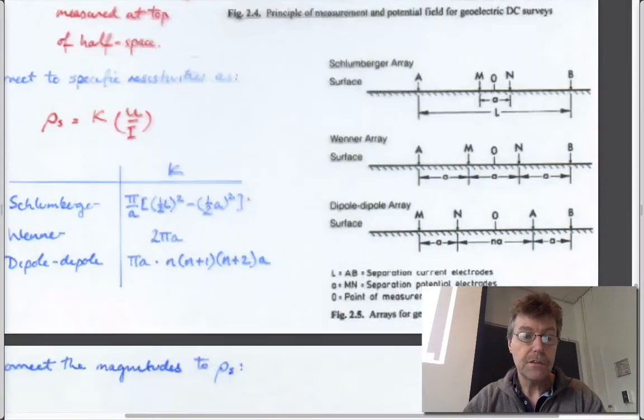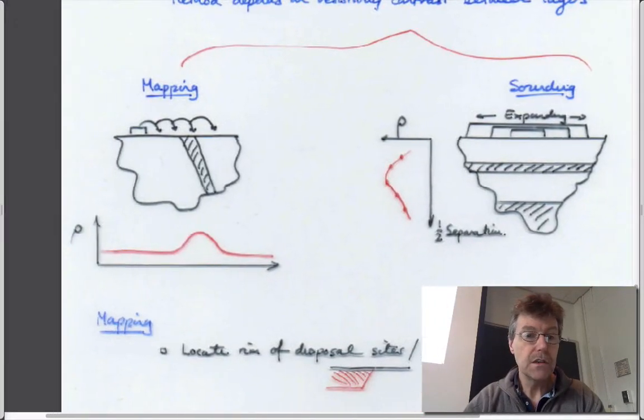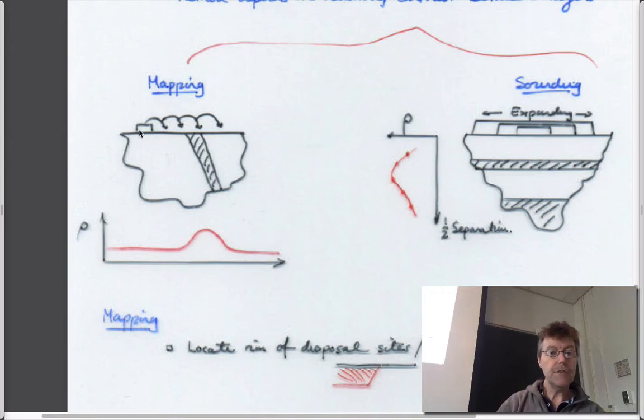And I think I have a picture of that which shows this. So in other words, you'd have this template placed here. It would have the electricity going into the ground on the outside at A and B. You'd measure the voltage drop in the interior at M and N, and you'd get one measurement.